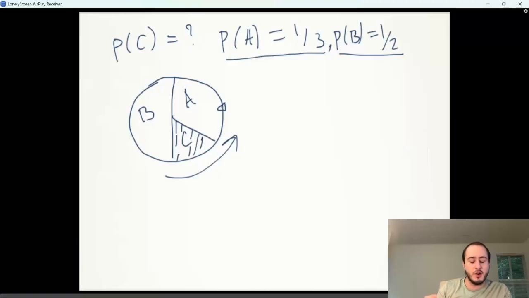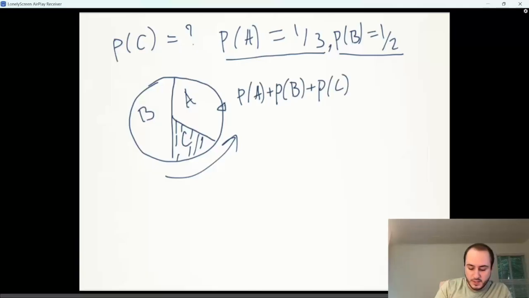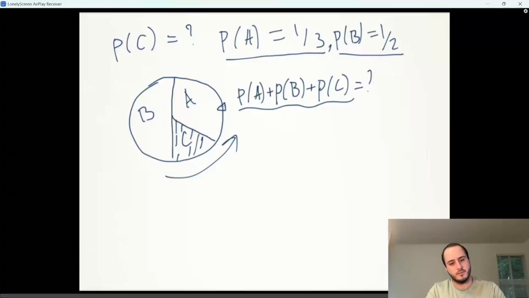So if the arrow must stop somewhere, what would P of A plus P of B plus P of C equal to, right? In other words, P of A means probability of arrow stopping at A, P of B means probability of arrow stopping at B, etc. If we know that arrow must stop somewhere, what would this sum equal to, do you think? Should it equal to 1?